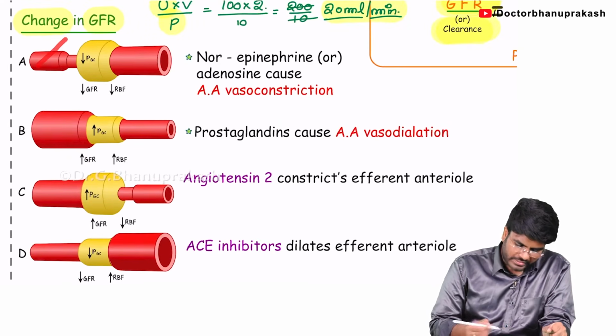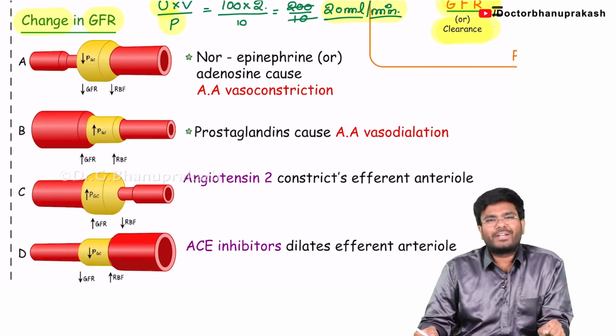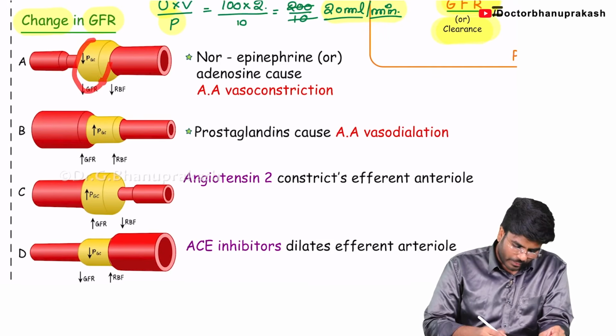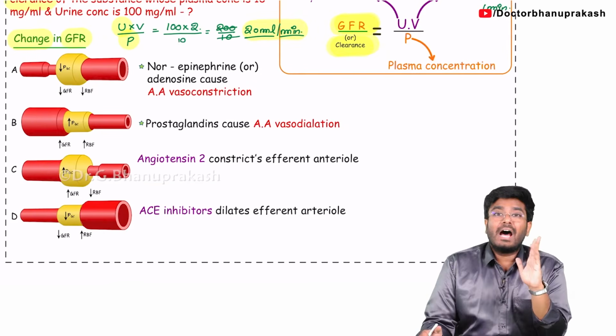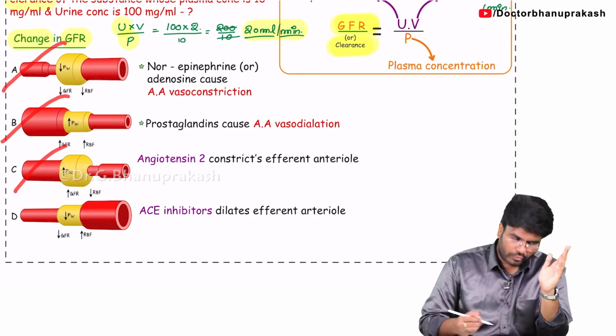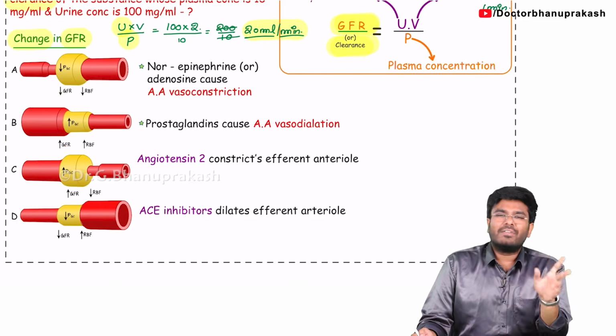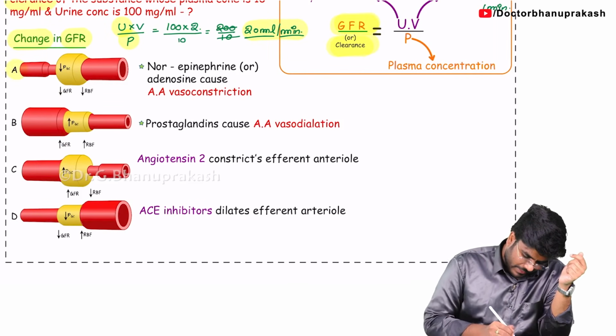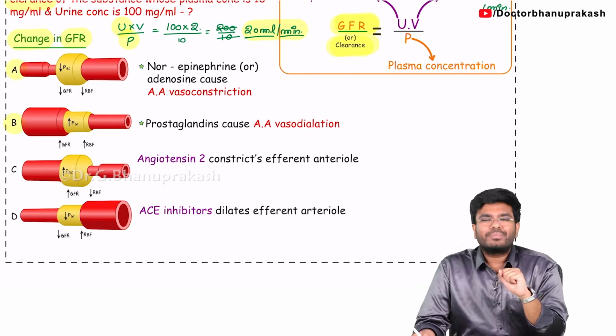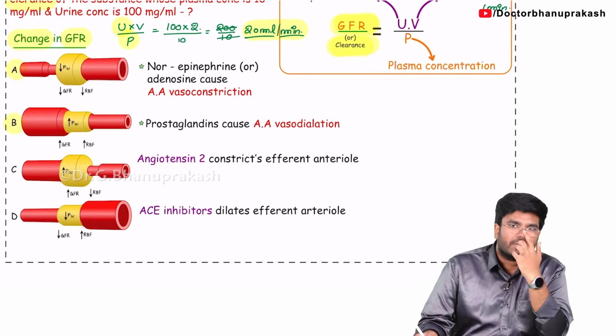Here I am showing you two blood vessels. One is the afferent arteriole, the other the efferent arteriole, and in between there is a glomerulus, right? Now, I am showing you four conditions. In the first half, that is the first two conditions, A and B, I will be talking about the afferent arteriole. See what kind of changes I am bringing for the afferent arteriole.